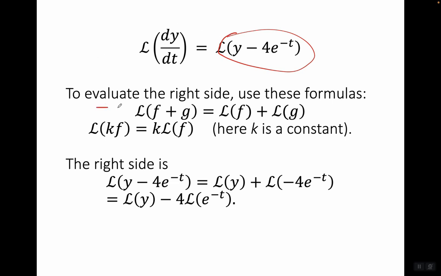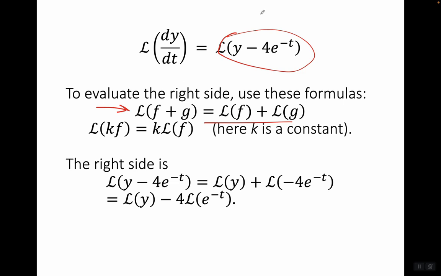Mercifully, the Laplace transform of the sum is just the sum of the Laplace transforms, and the Laplace transform of kf equals k times the Laplace transform of f, where k is a constant. And these rules are true because basically the Laplace transform is an integral, and you can break up integrals, and you can also pull out constants to the outside.